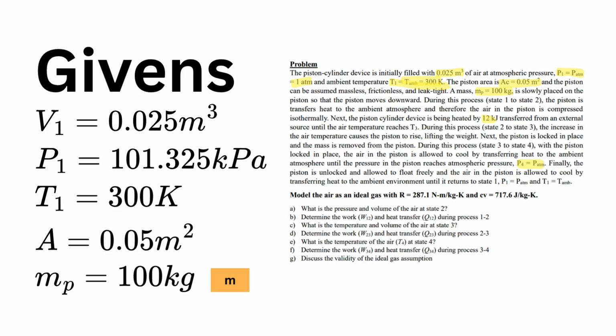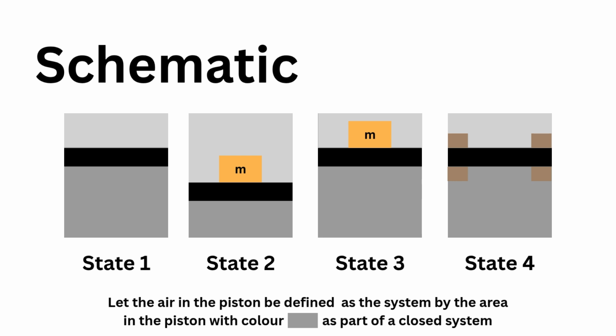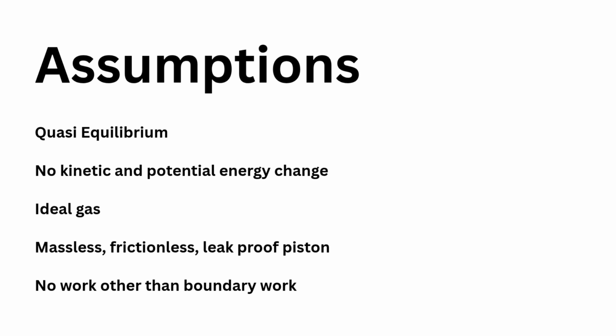The area of the piston is 0.05 meters squared, and the mass that is placed on top of the piston is 100 kilograms and will be represented by this orange M box on the schematic. Now we want to determine what happens as this piston moves from state 1 to state 2, state 2 to state 3, and then from state 3 to state 4. The color of the gas inside the piston will be denoted by that darker gray that you can see on screen right now.